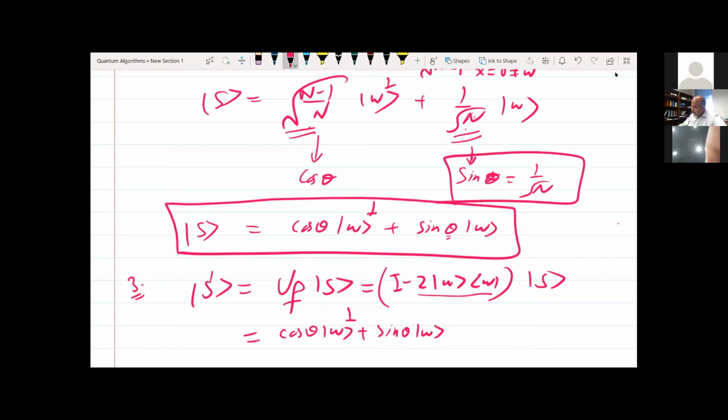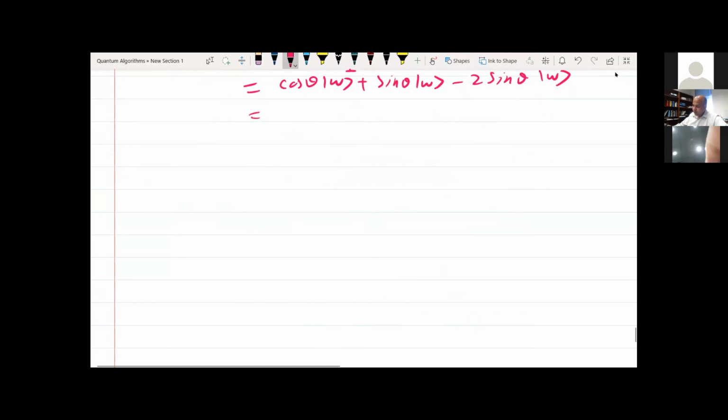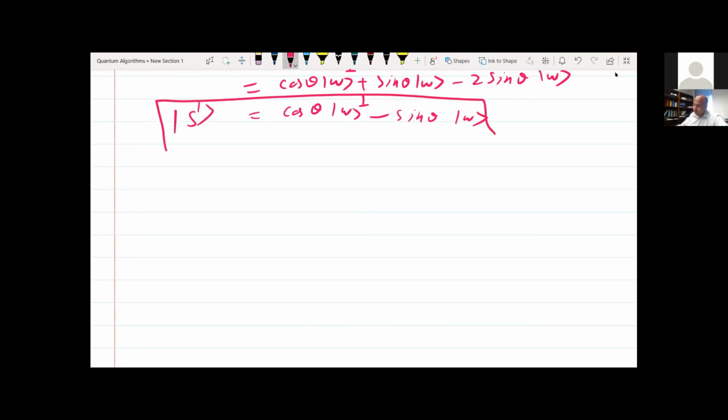And when this minus 2 W W operates on this one, I get 0 for the W perpendicular part, because W and W perpendicular are orthogonal. You can check. So this is 0. When this minus 2 W W operates on this part, I get minus 2 sine theta W times W W, and I'm left with W, which is nothing but cos theta W perpendicular. This is plus sine theta. This is minus 2 sine theta. This becomes minus sine theta W. So this is my S prime state.